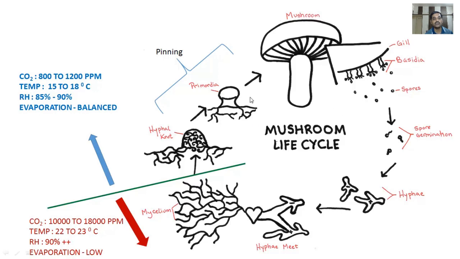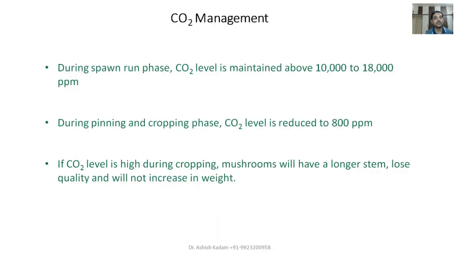So there are 2 or 3 phases environmental-wise, on the basis of 2 or 3 phases of growth, or of the life cycle of this button mushroom. We have to identify those phases, and at the right time, we have to take the right decisions, and only then can you get the right quality of button mushrooms. So CO2 management is a very important aspect. We have discussed that. I will just summarize this point again.